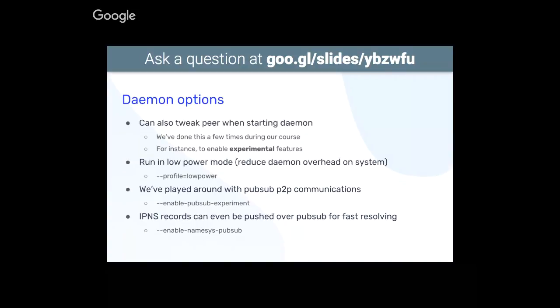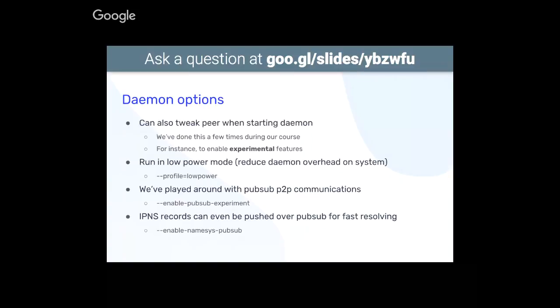In this course, we've also played around with PubSub P2P communications already. And so we enabled the PubSub experiment. And that's a pretty easy flag to enable. And we also enabled the namesys PubSub feature to more quickly propagate IPNS updates over the network via PubSub. And that's another simple flag that you can turn on.